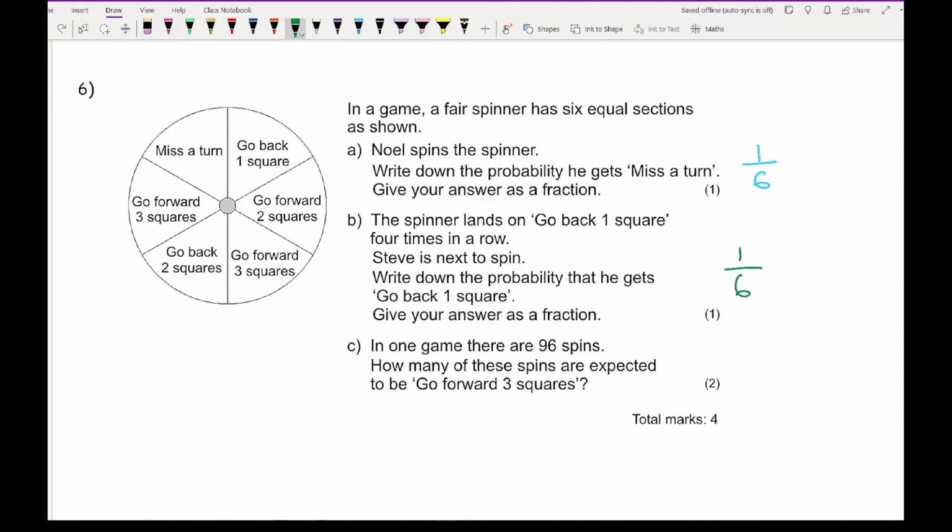possible opportunities. For part C, it says in one game there are 96 spins. How many of these spins are expected to go forward 3 squares? Now go forward 3 squares is represented by 2 of the sections, so it's going to be 2 over 6 multiplied by the total number of spins, which is 96, and if I type that into my calculator, I'm going to get an answer of 32.